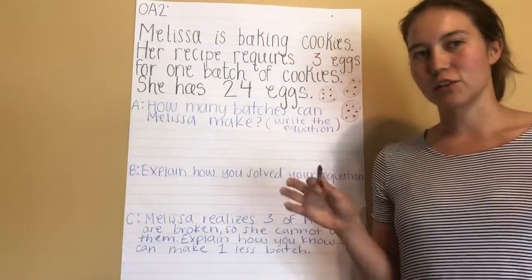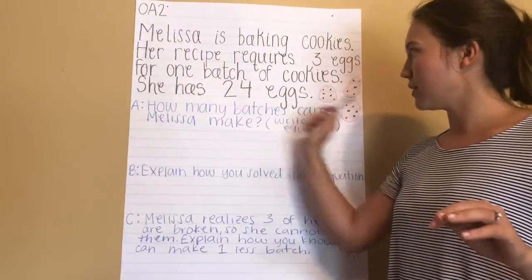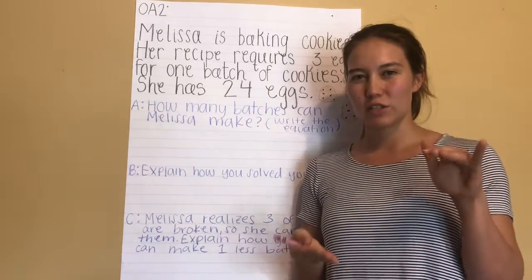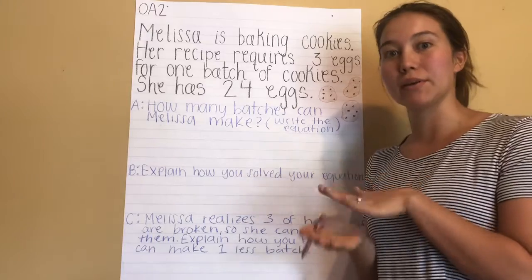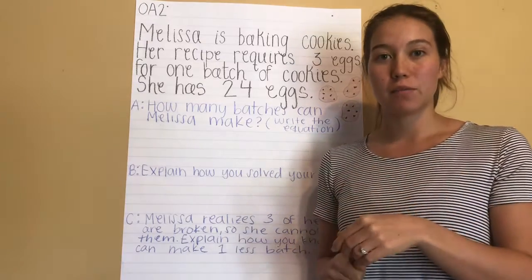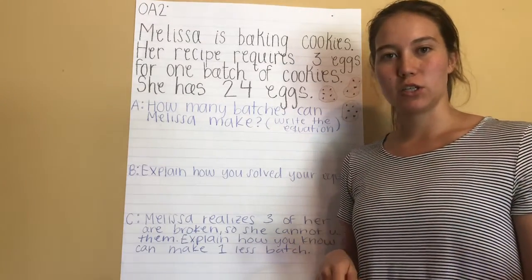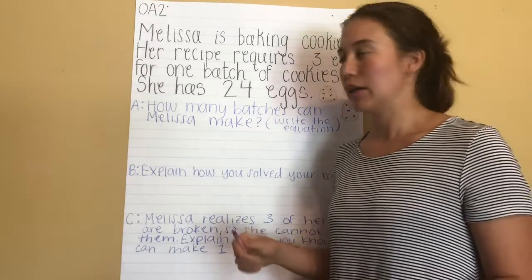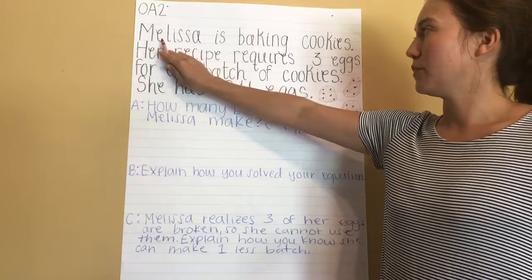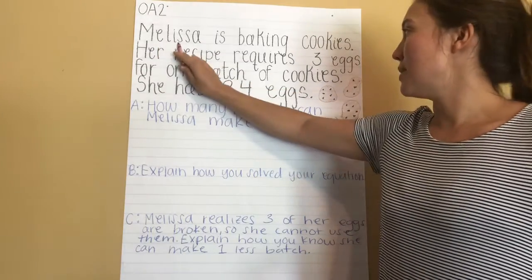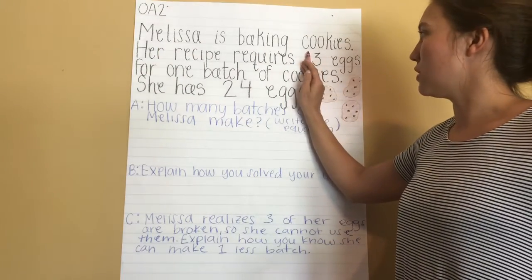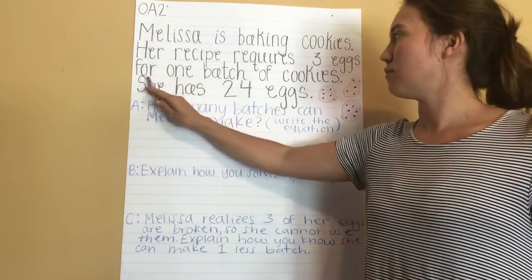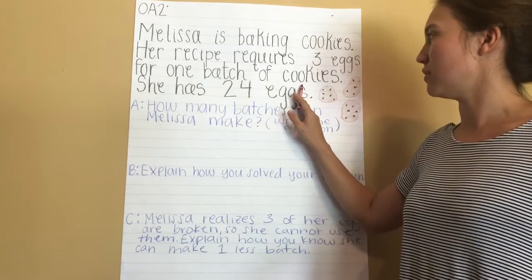All right, I'm going to start off by letting you know that when I was writing this problem, I was running out of space. So I had to take those questions that you saw and condense them and put some of them together. So I have my computer. I'm going to read off what it originally said and what I wrote so that we can answer it all correctly. So the problem says, Melissa is baking cookies. Her recipe requires 3 eggs for 1 batch of cookies.